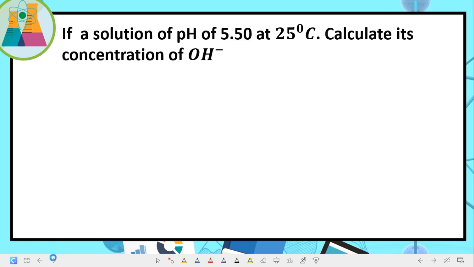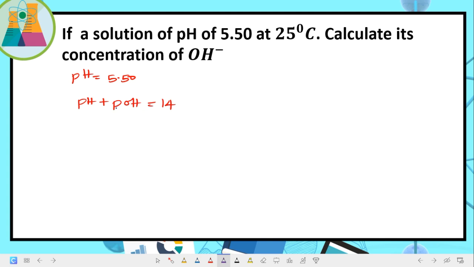Now the next one says, if a solution has a pH, now the pH was given to you as 5.50. The temperature does not matter. Calculate the concentration of OH minus. Now we know that for pH, we can take two ways to solve this. We know that pH plus pOH is equal to 14. Let's use this method. I believe this method is shorter and quicker.